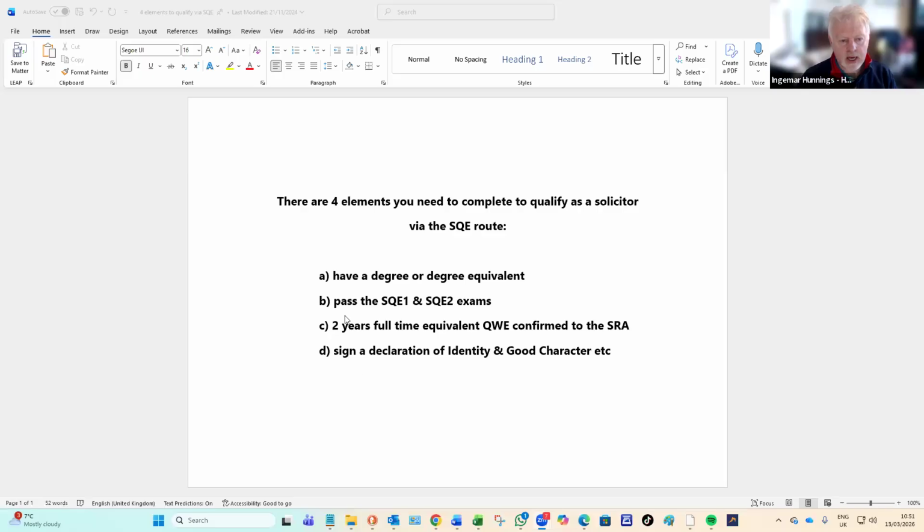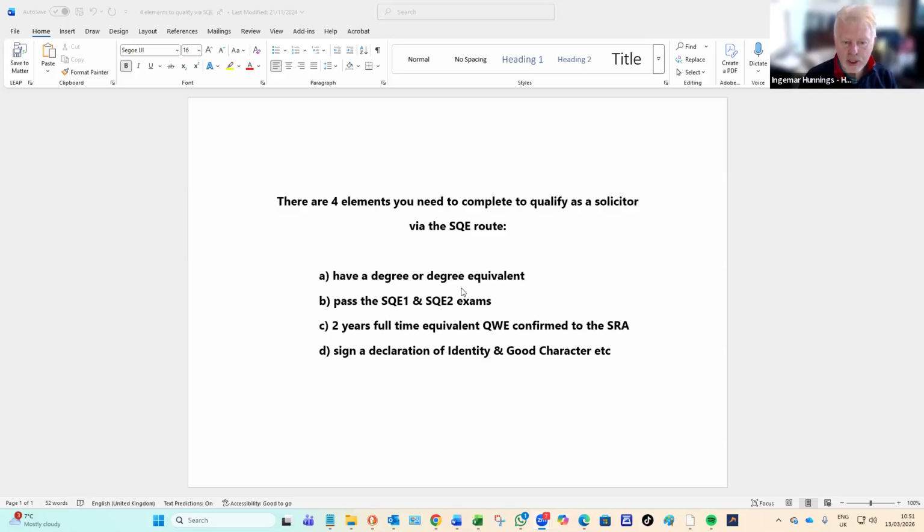So, first of all, let me share my screen and explain about the SQE route to qualification. So you'll see here that I've set things out very clearly. There are four elements to the qualification process through the SQE route. So this is England and Wales. Just bear in mind there is no legal jurisdiction of the UK. There are in fact three legal jurisdictions in the UK. You'll be familiar with this because in the USA you have a jurisdiction for each state.